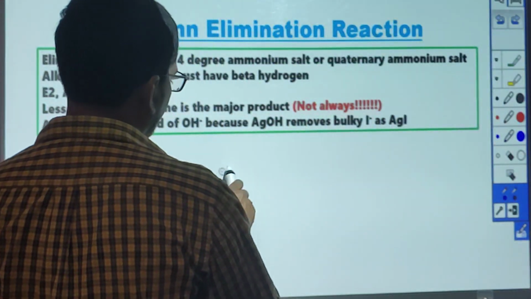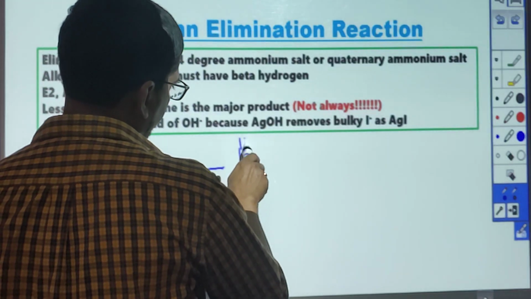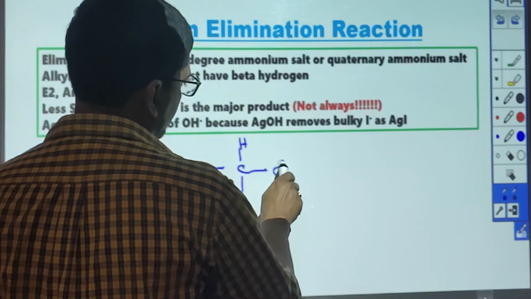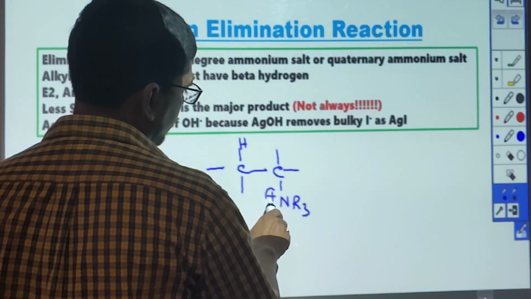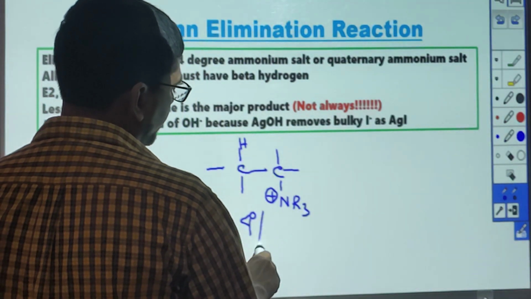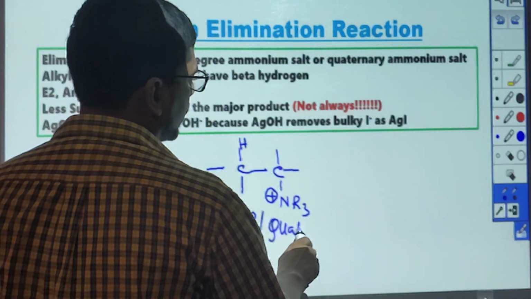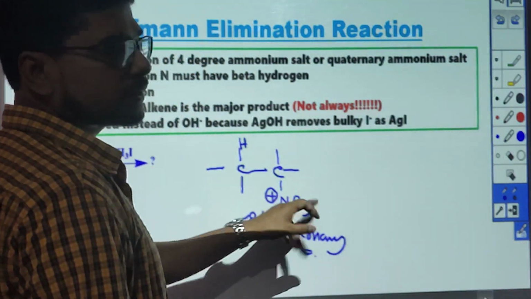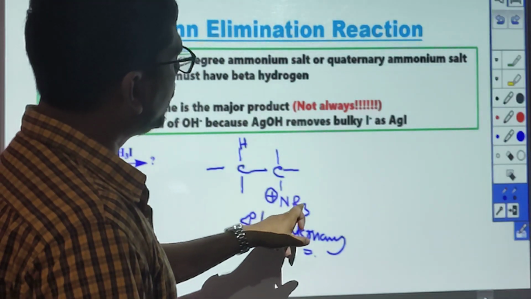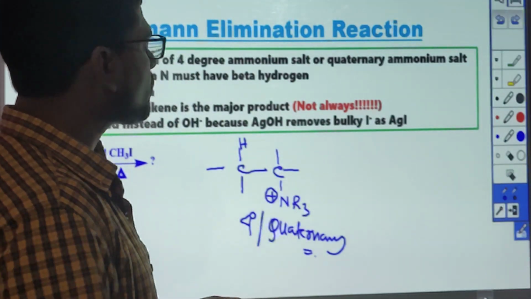Let me write. Suppose you are given this salt. This is 4-degree or quaternary. Nitrogen has 4 carbons: 1, 2, 3 and 4.